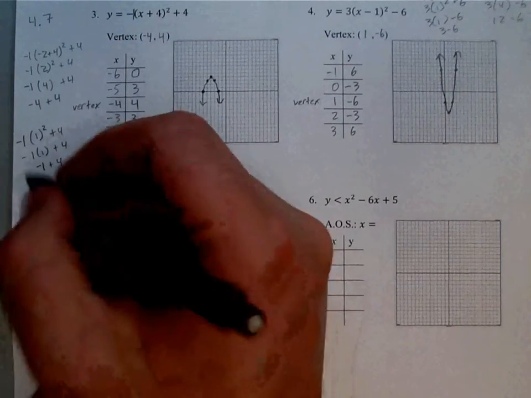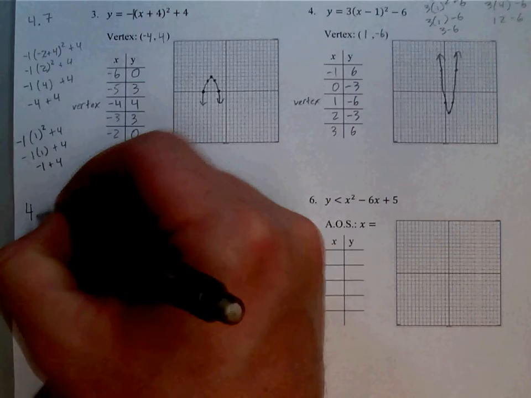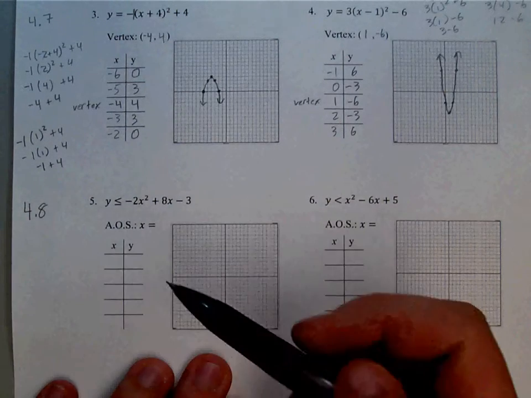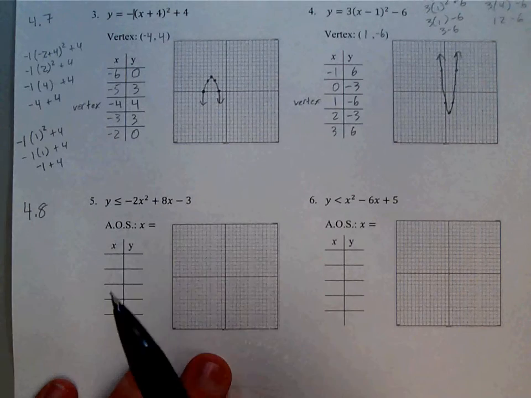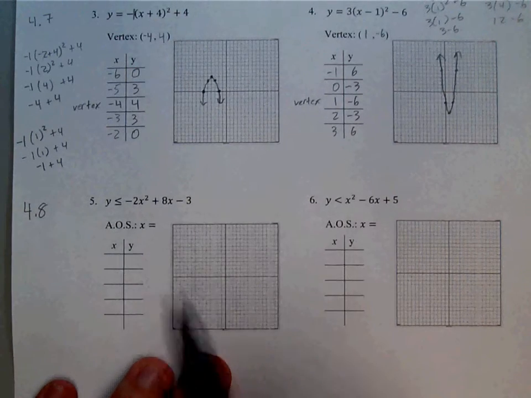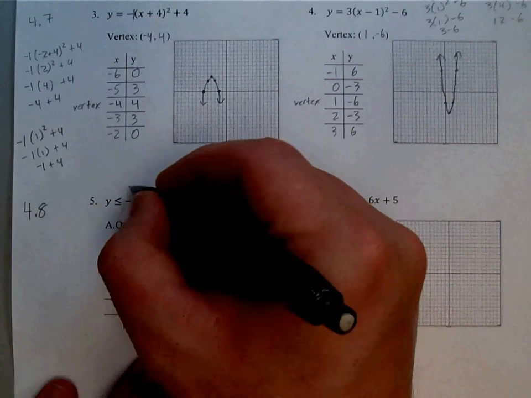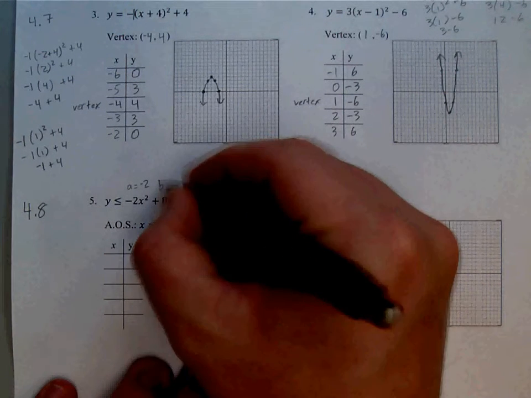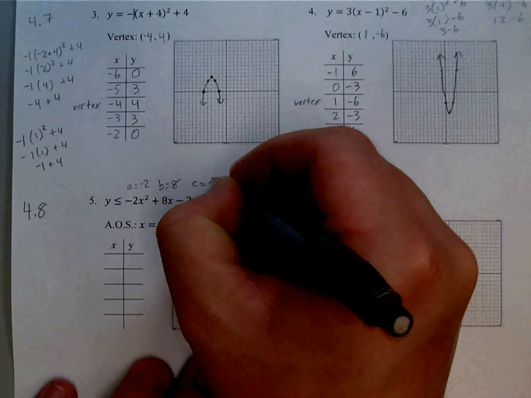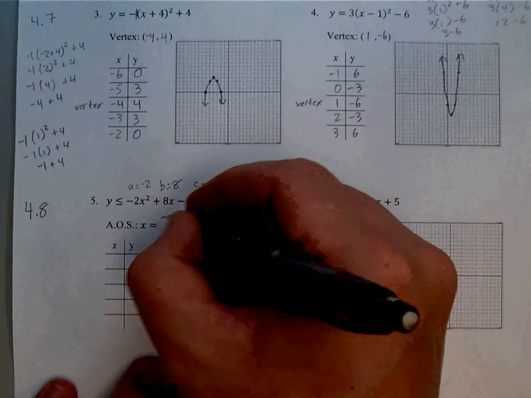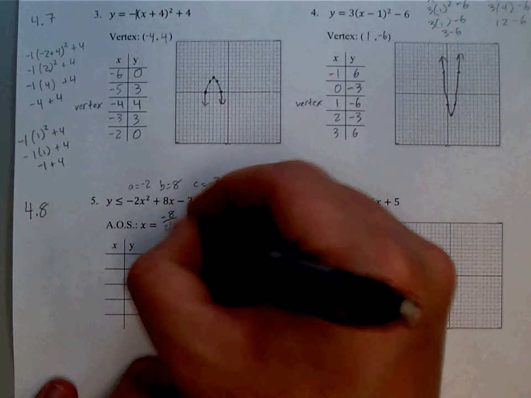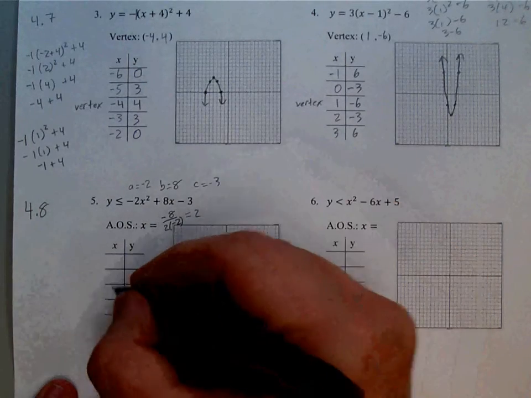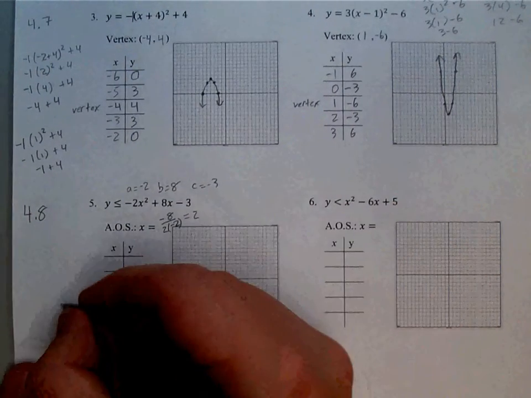Now 5 and 6, that's section 4.8 because we have an inequality. We have to worry here about solid versus dashed, and we have to worry about where to shade. Starts off with the first two, like the first two problems, axis of symmetry. The negative b over 2a. A is negative 2, b is 8, c is negative 3. So negative b over 2 times negative 2, that's negative 4. Negative 8 divided by negative 4 is positive 2. So 2 goes in the middle for my vertex.